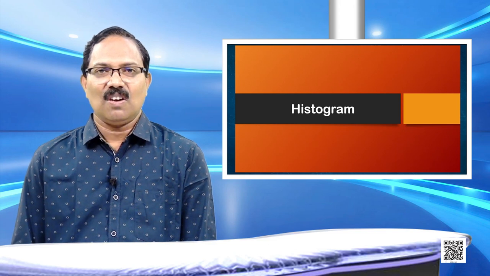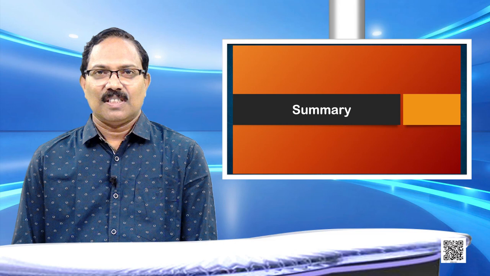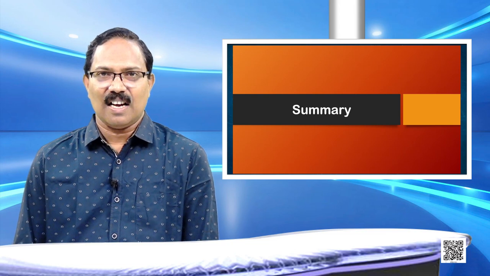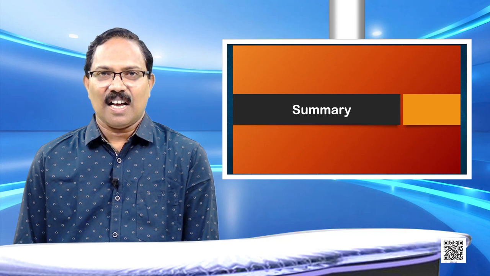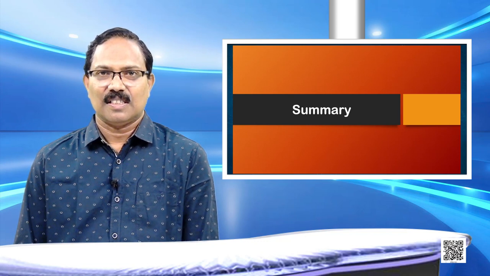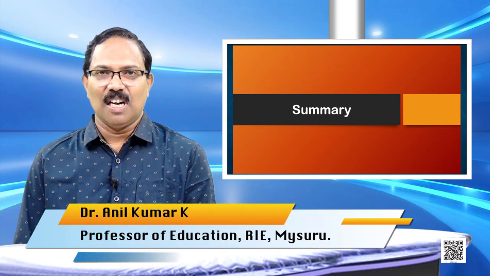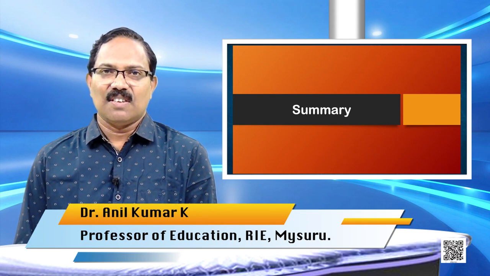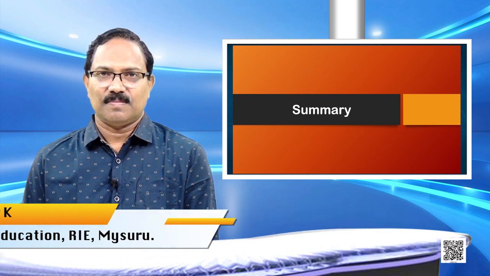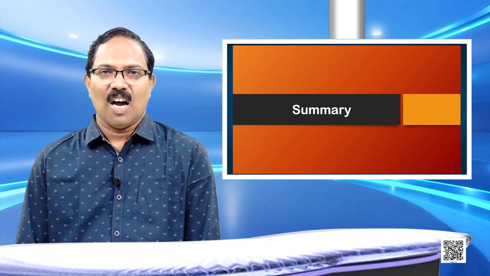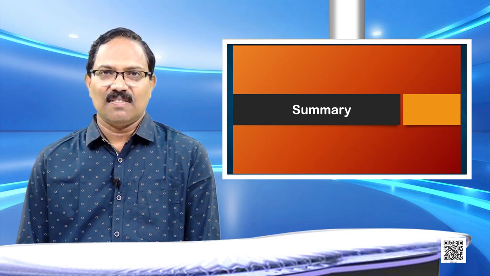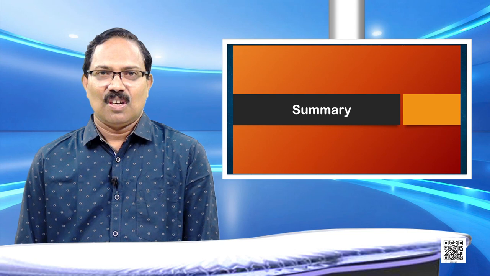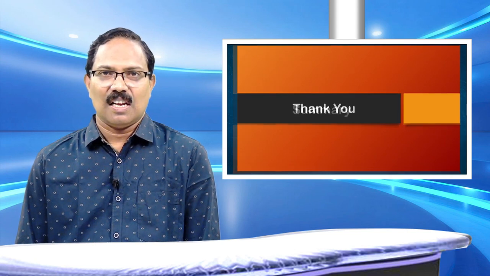Students, what all we have learned in this particular episode? Yes, we have learned in this episode how to organize a data, what is a grouped data and ungrouped data, how to make a frequency distribution table, how to draw a histogram when the data is given in the form of grouped distribution. Also, you have learned how to interpret the data when the data is given in grouped form or a frequency distribution table, and also when the data is given in graphical representation.